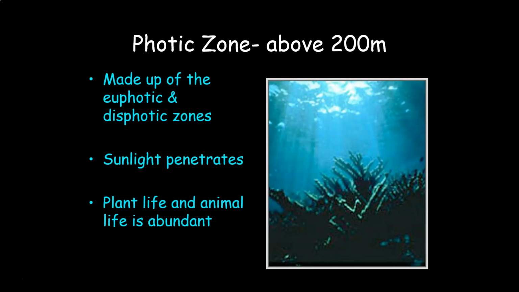So typically, the photic zone is somewhere above approximately 200 meters. It is made up of your euphotic versus dysphotic zones. Euphotic is sort of right at the top, and dysphotic is where it's really starting to get a little murky, but you can still kind of make out the sunlight. And this is where the vast majority of plant and animal life exists.